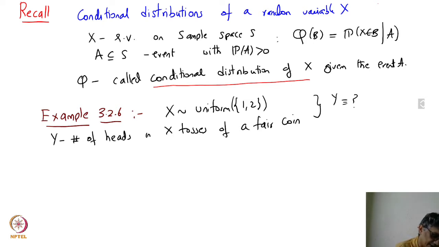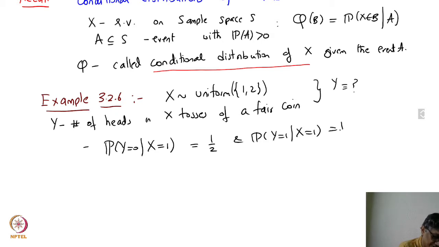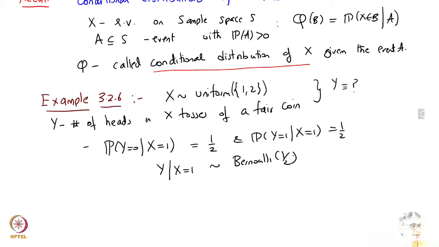One of the things we calculated last time was that if you look at Y equal to 0 given X equal to 1, that means you toss a coin once and want to know how many heads you get. You get 0 heads with probability half. We also found that probability Y equal to 1 given X equal to 1 was also half. Therefore, Y given X equal to 1 is distributed like Bernoulli half. That's where we were at.